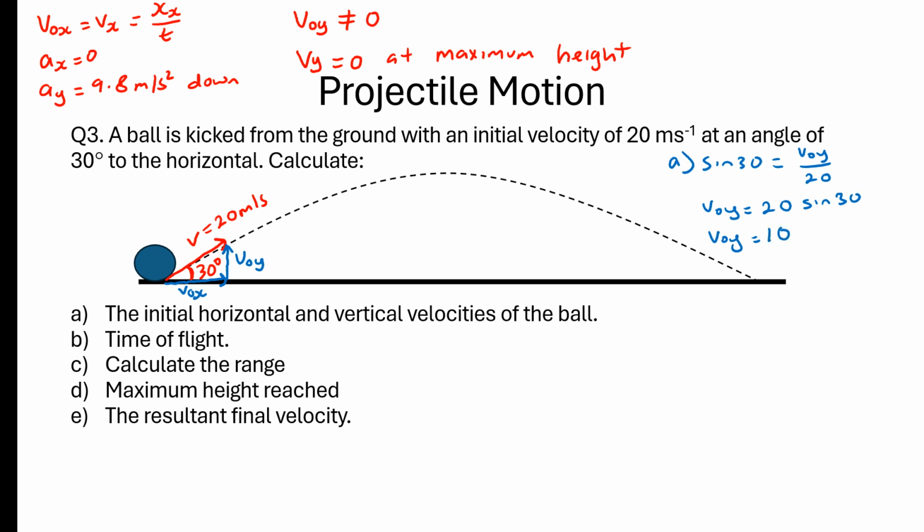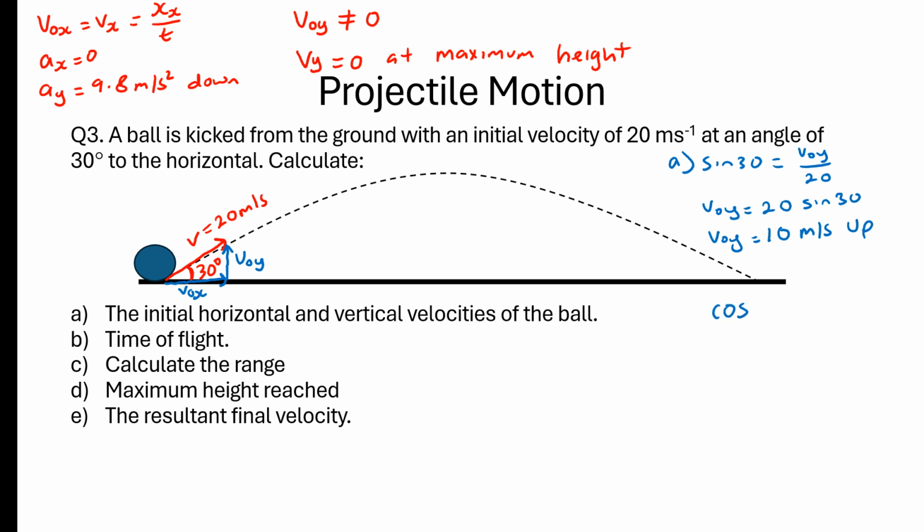So 10, don't forget the units, meters per second. And as we can see from the figure, v naught y is upwards. So up. Okay. And what is v naught x? For v naught x, because this unknown is next to the angle, we have to use the cos ratio, because you have the hypotenuse, you have the value of theta, and you want to find the adjacent side. So we have to use cos ratio.